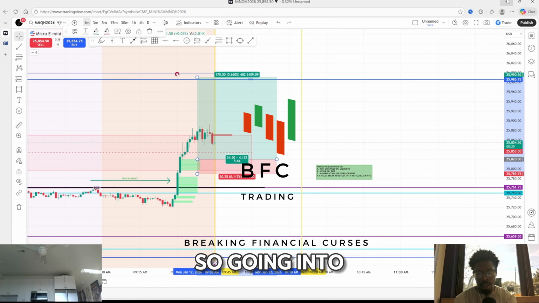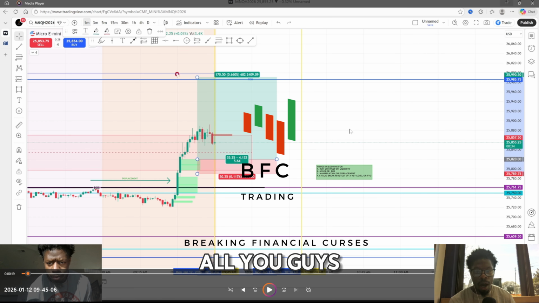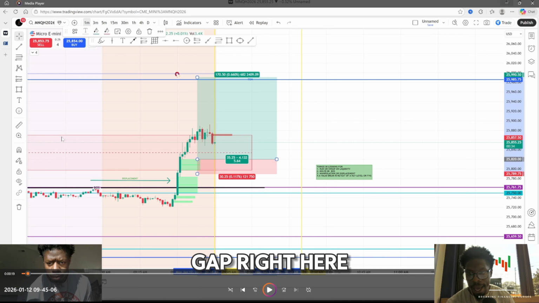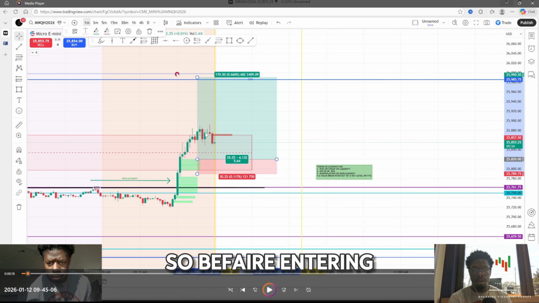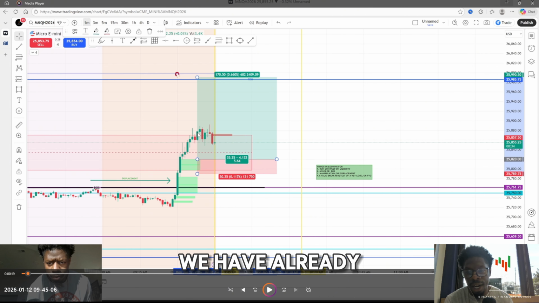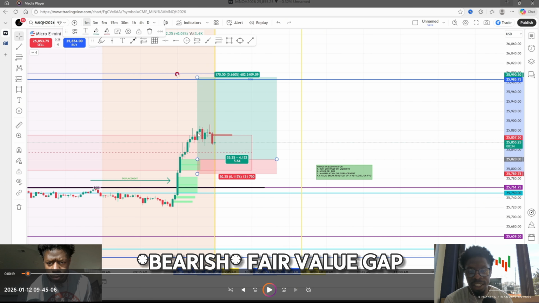So going into the charts today, all you guys need to know is that this gap right here is an hourly bearish fair value gap. These yellow lines indicate my macro session. So before entering the ICT macro session, we have already inversed this hourly bullish fair value gap.